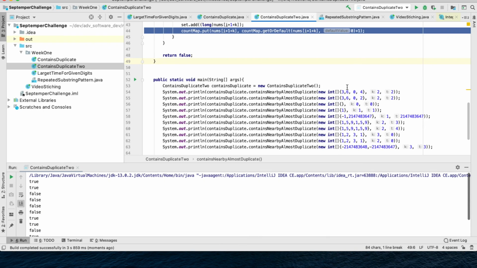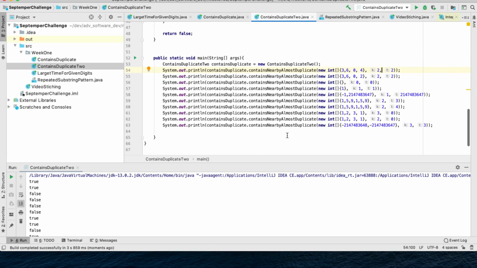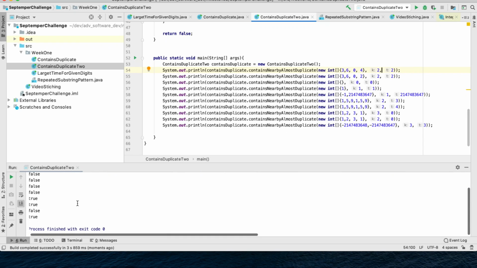We can see that it has returned true for the first, and similarly it has returned the values for all the test cases.